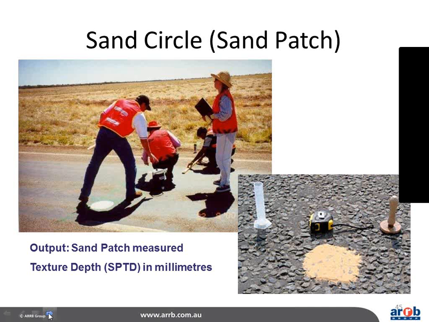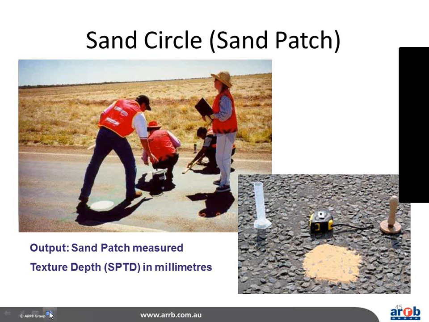Our macrotexture, the most common, certainly traditional, test would be to do a sand circle or a sand patch, where you come up with a measurement of the texture depth in millimeters using a known volume of sand. You spread it out into a circular patch, and then you measure a number of diameters, and you can use a formula to work out the texture depth or an average texture depth.